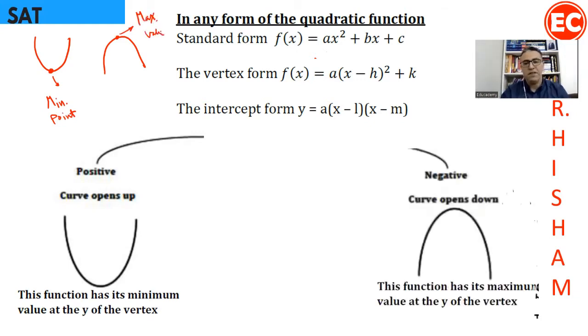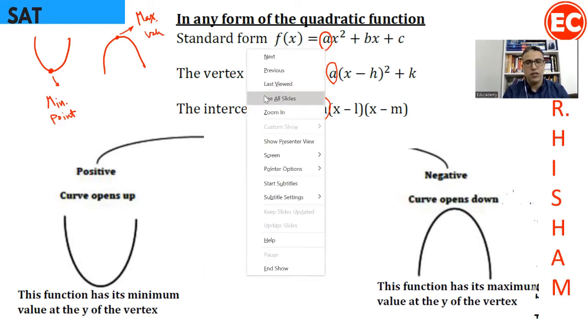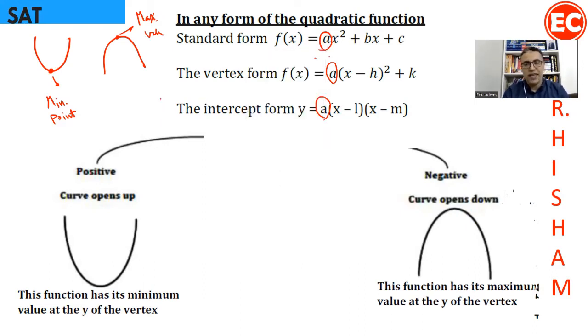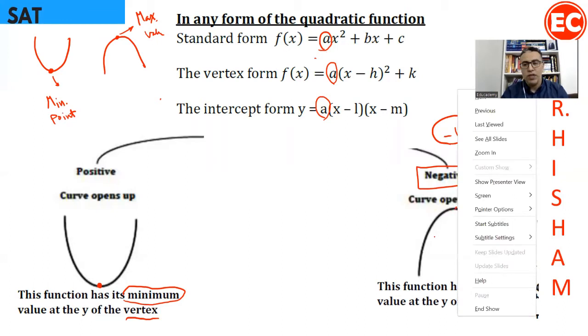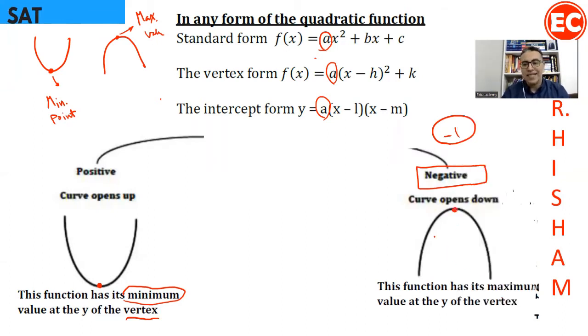How can I decide if it's open upward or open downward? The value of a decides that for you. If it's in the standard form and the value of a is positive, it's open upward. If the value of a is negative, it's open downward. In case of open upward, the vertex here represents a minimum point. In case a is a negative value, and I mean by negative, it could be -1, -2, -3, any number which is negative, it's open downward, so the point is a maximum point.